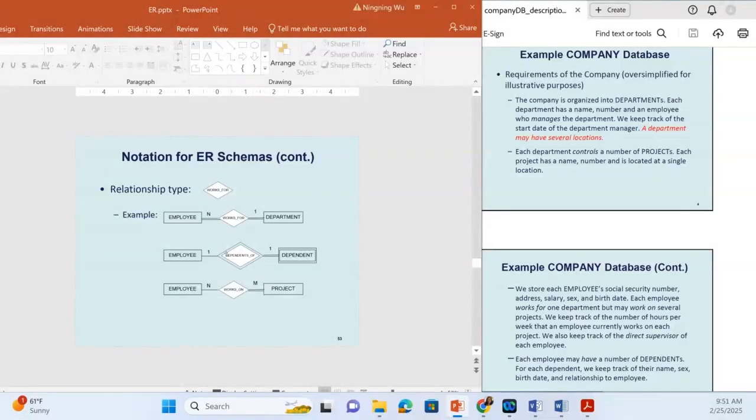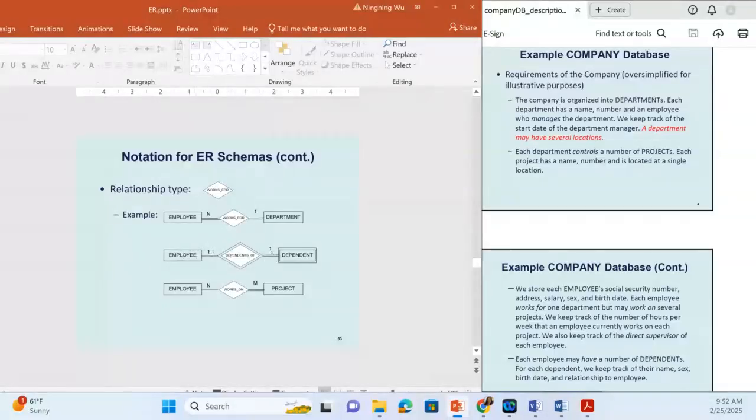One more thing when we describe the weak entity type: a weak entity type is represented in a double rectangle box. Then we also have double diamonds. These double diamonds specify a particular relationship type called the identifying relationship type. An identifying relationship type simply identifies the owner entity type of a weak entity type. So in this notation, the owner entity type of dependent is employee.